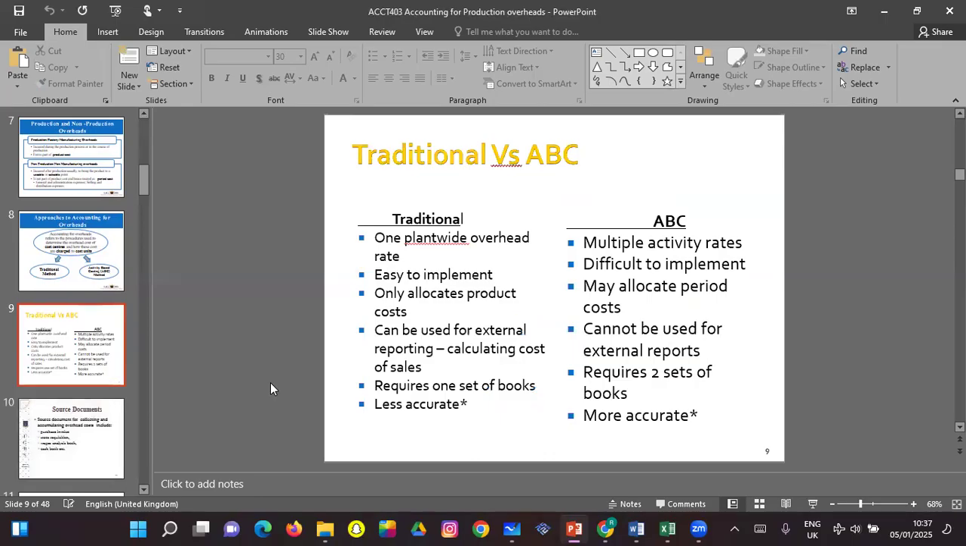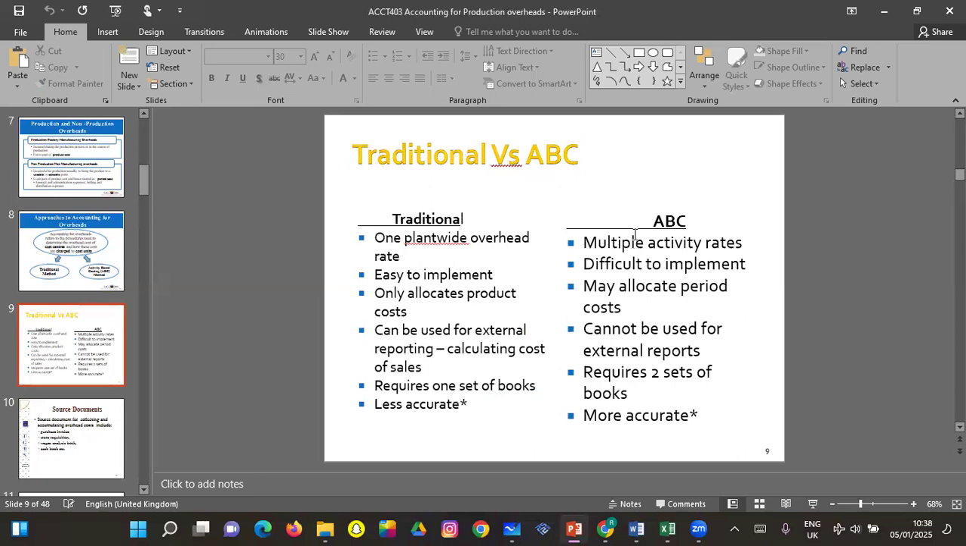Traditional versus the ABC. For the traditional, one plant-wide overhead rate is used, and it is easy to implement. Since one overhead rate is being used, it is easy to implement. It also allocates product costs and can be used for external reporting or calculating cost of sales. It requires one set of books, and it is less accurate.